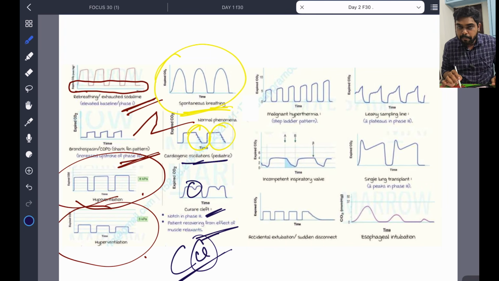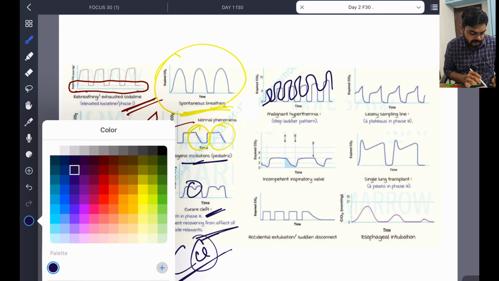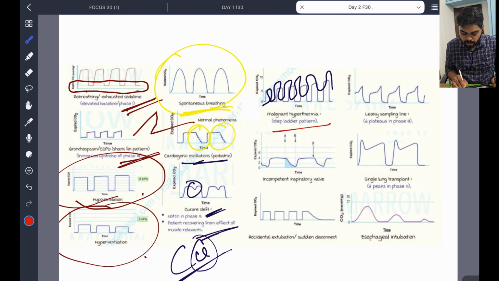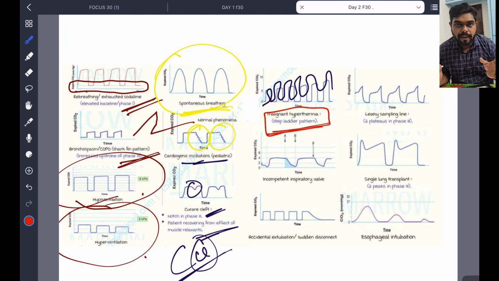Now you can see, very important, the carbon dioxide slowly rising up. Okay, this is very important. This is known as malignant hyperthermia, with a step ladder format. Step ladder pattern is seen in malignant hyperthermia, and the management of malignant hyperthermia is very important. This is because of some sensitization in calcium receptors and all. We will discuss later. This is important. You may have heard about dantrolene sodium and all. This is an important topic.